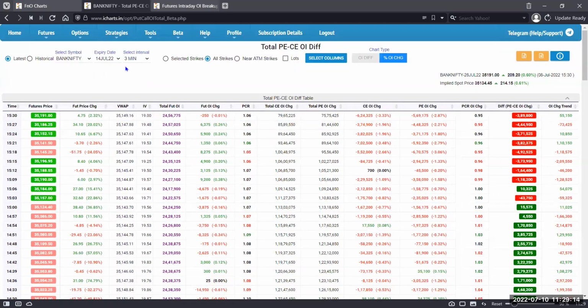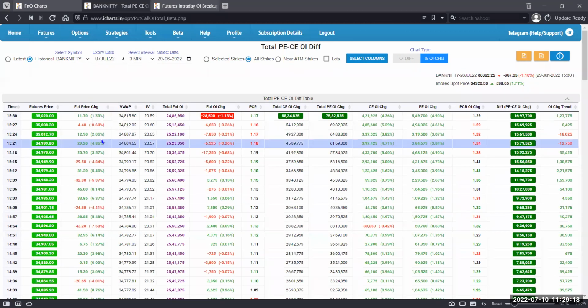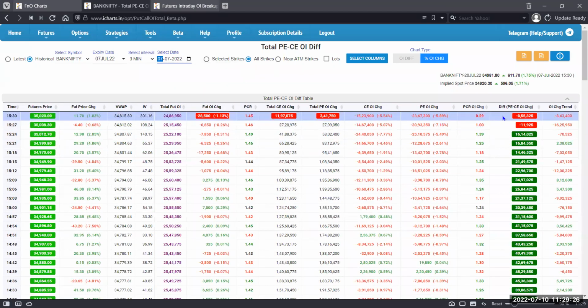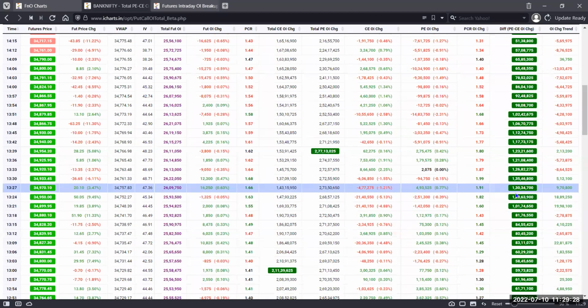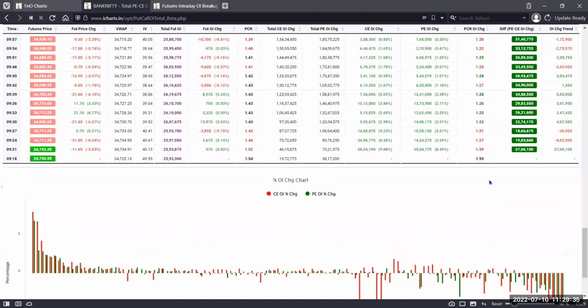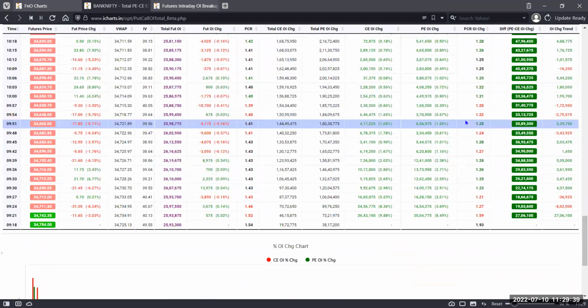Let us take another day. We'll just take the expiry day. Srikant, can we check last Thursday? It was a V-shaped recovery. That was interesting. Yeah, expiry day. That is what I'm looking at.